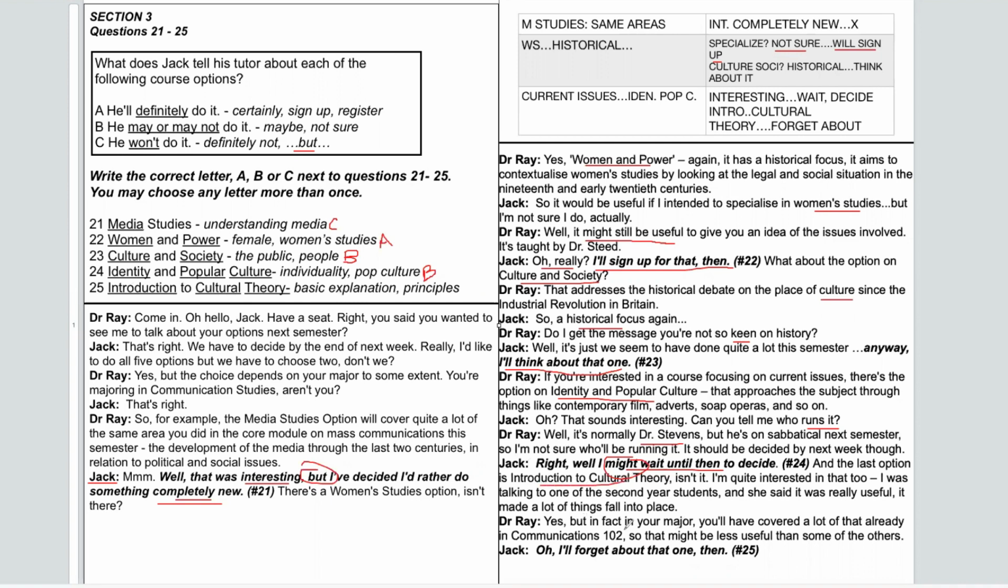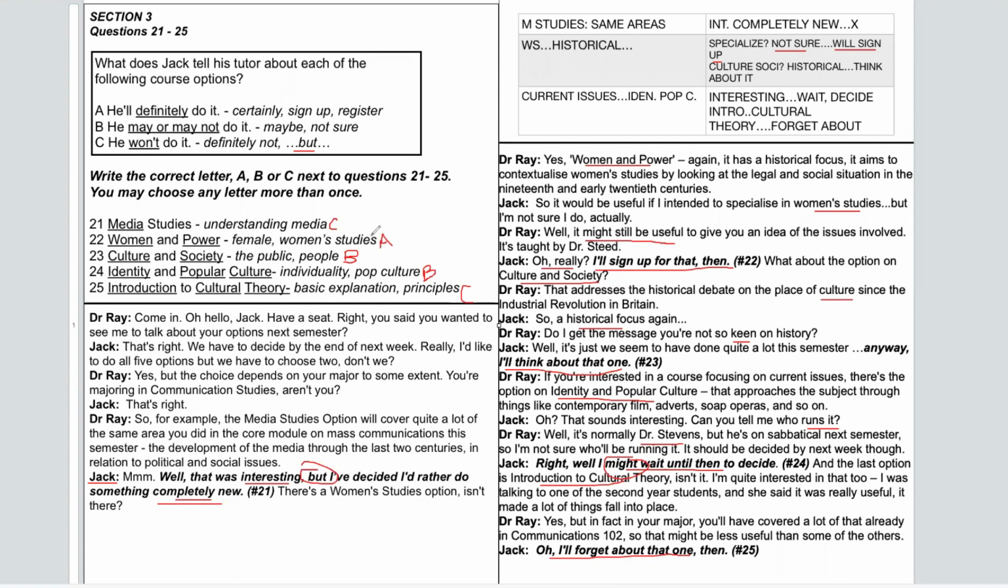She says, yes, it's your major. It might be less useful. And he just says, oh, I'll forget about that one. And so forget about that one. Forget would be something like forget about it, don't worry about it, definitely not. And so that would be C, because he is not interested in it. He is not going to sign up for it. So we have C, A, B, B, and C.